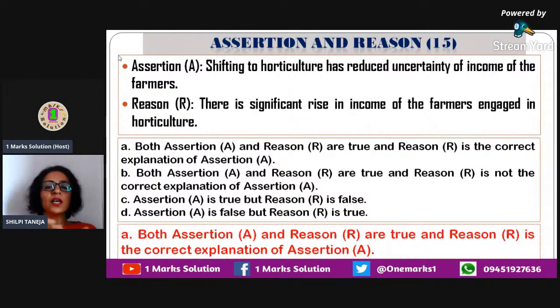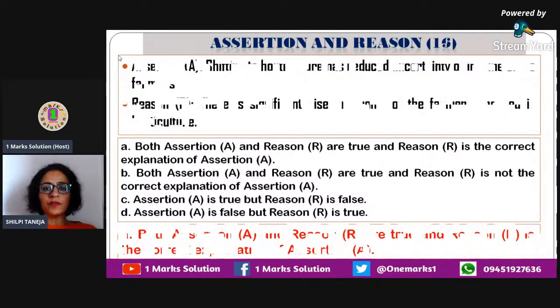Now assertion says shifting to horticulture has reduced uncertainty of income of the farmers. Now this is related to horticulture, which is another. See, in rural development we had discussed this topic, which is the another way of earning for farmers or for the villagers who are there in the rural areas. Reason says there is a significant rise in income of the farmers engaged in horticulture. So whoever is going for this option, there is a significant increase in their income. So both the statements are true and reason is the correct explanation of assertion.